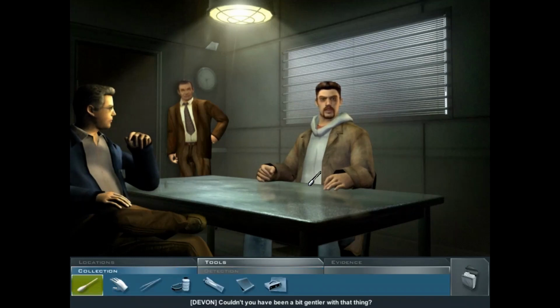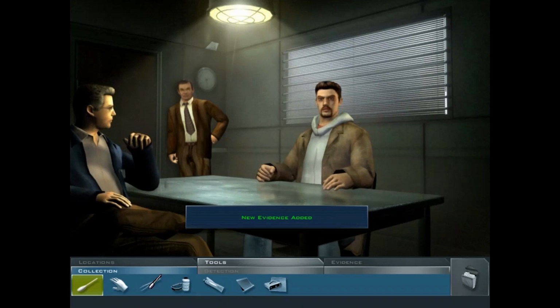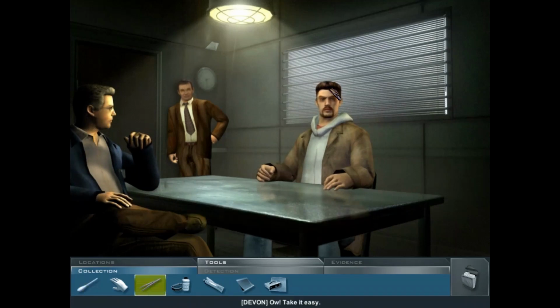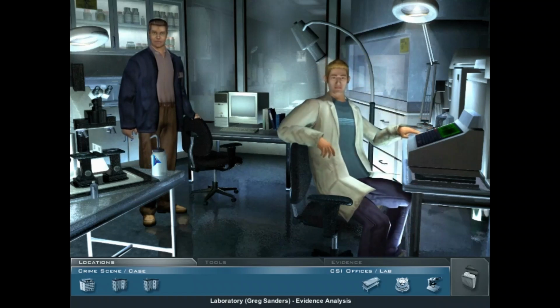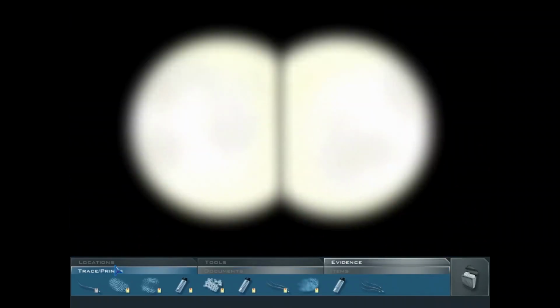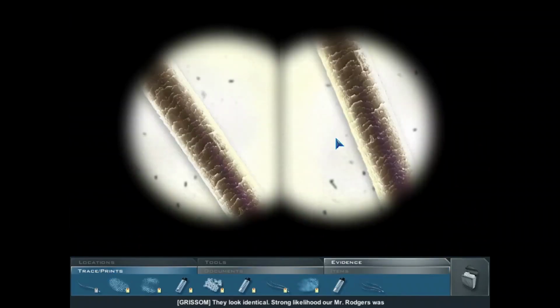Couldn't you have been a bit gentler with that thing? Ow! Take it easy. What do you need? They look identical. Strong likelihood our Mr. Rogers was in that hotel room around the time of the killing.